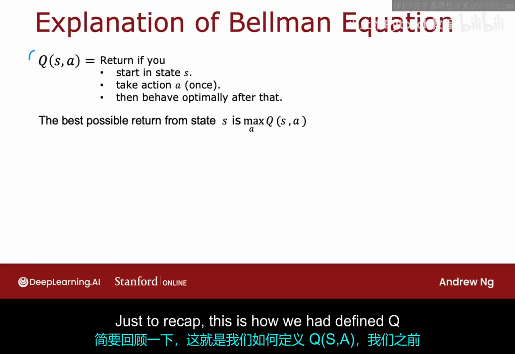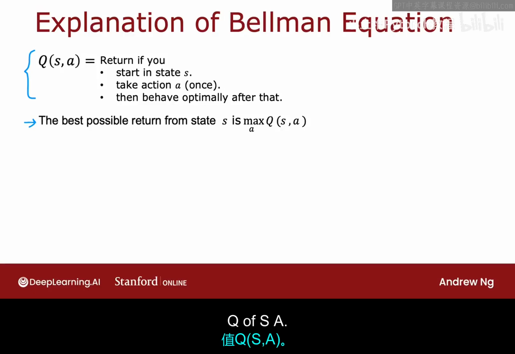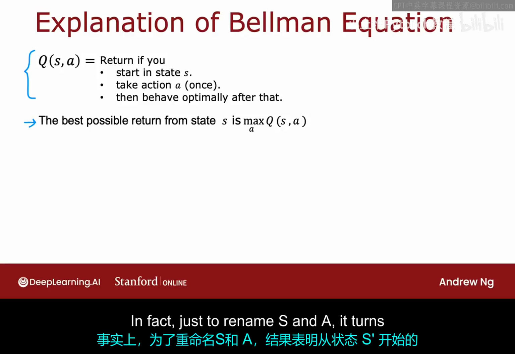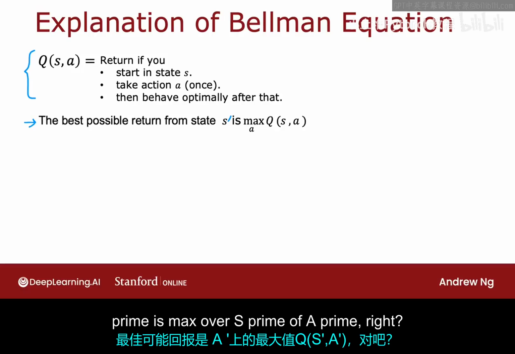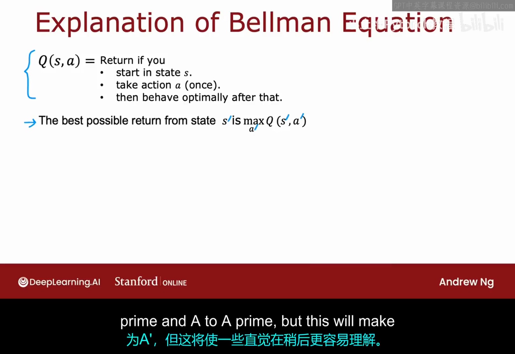Just to recap, this is how we had defined Q of S,A. And we saw earlier that the best possible return from any state S is max over A of Q of S,A. In fact, just to rename S and A, it turns out that the best possible return from a state S prime is max over A prime of Q of S prime, A prime. I didn't really do anything other than rename S to S prime and A to A prime, but this will make some of the intuitions a little bit easier later.